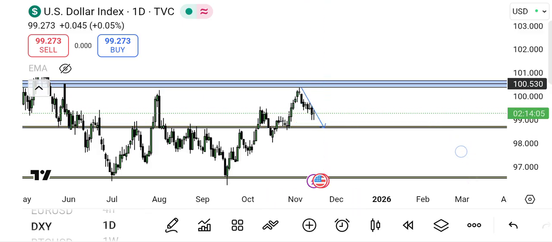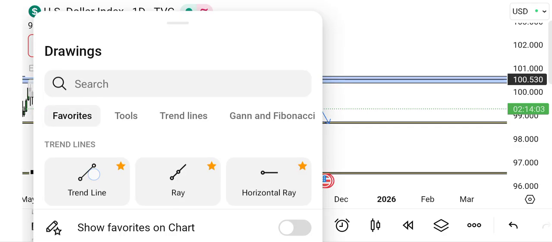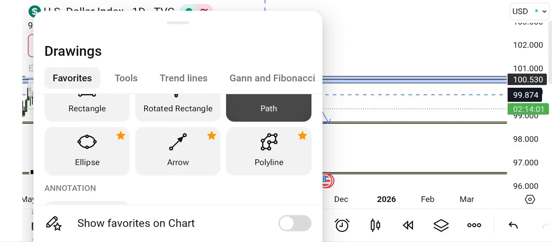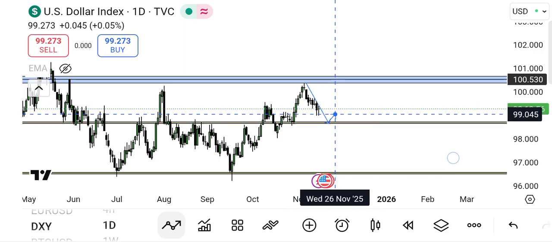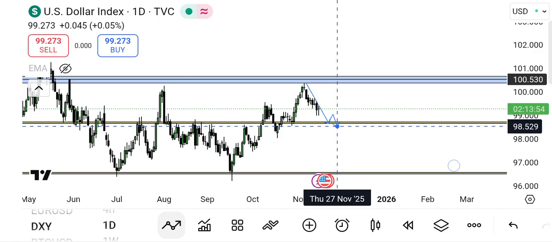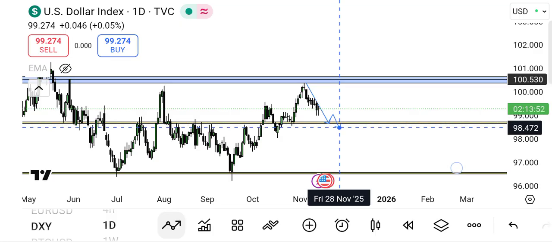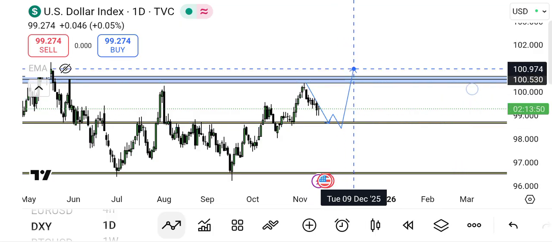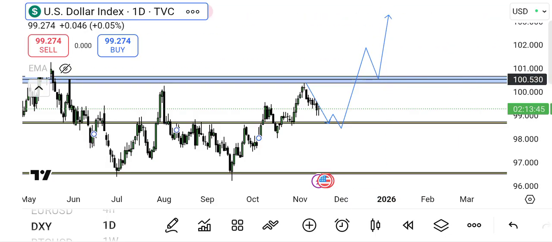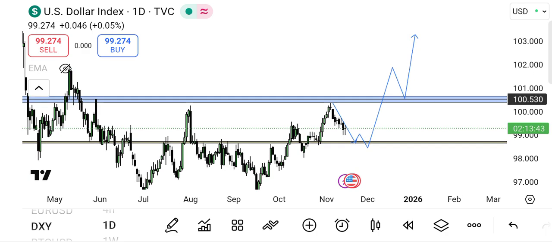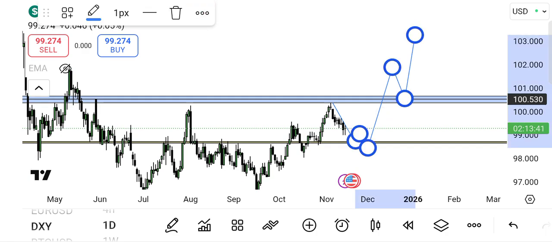Some minor reactions on this zone. Maybe a manipulation, then a continuation. That's what I want the market to do. And that's what I can see the market is going to do.